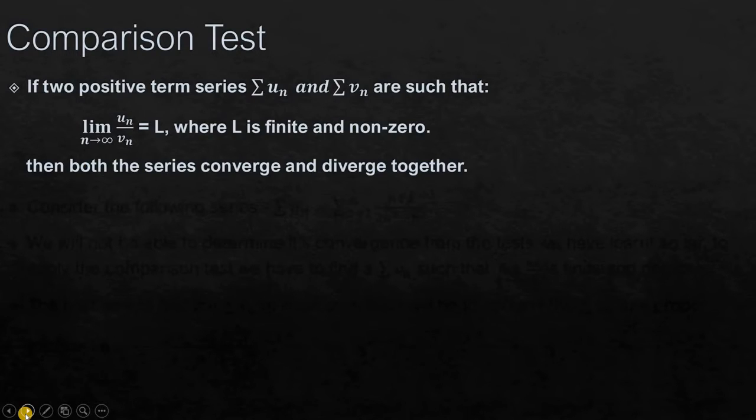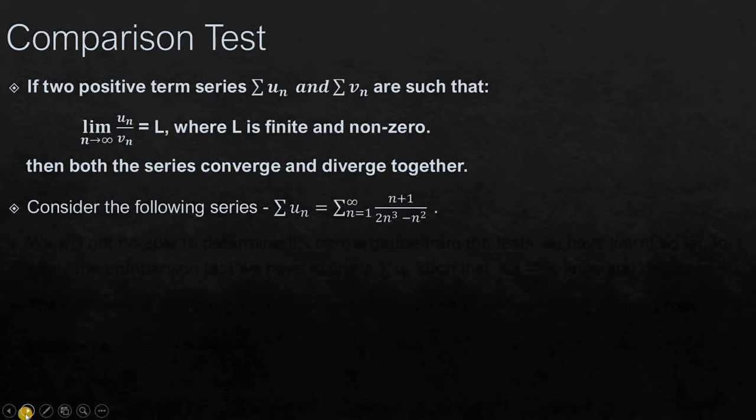So let us start with the definition of the comparison test. It states that if two positive term series sigma un and sigma vn are such that the limit as n tends to infinity of un by vn is a finite non-zero number, then both the series will have the same convergence, that is, both will converge and diverge together. So let us understand the definition by the following example.